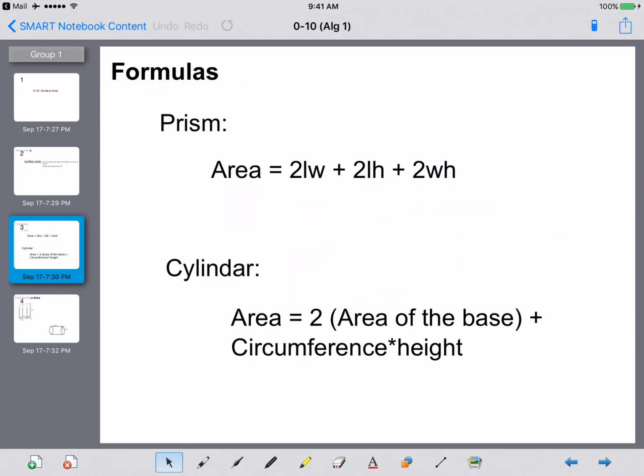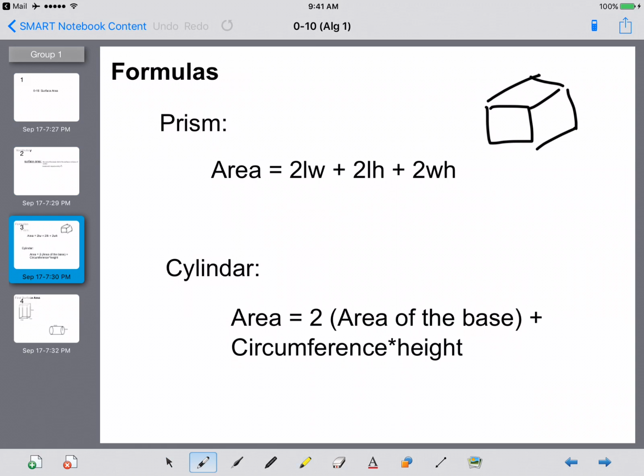So our formulas for a prism, it's 2 times the length times the width, plus 2 times the length times the height, plus 2 times the width times the height. And here's kind of a little demo as to why that is.